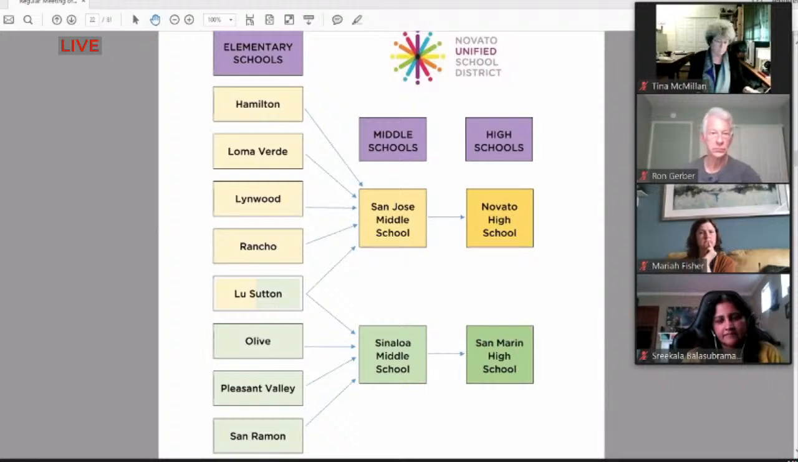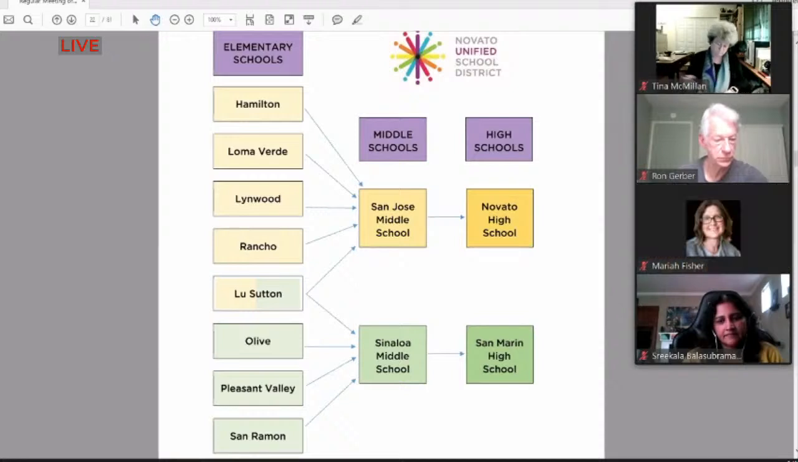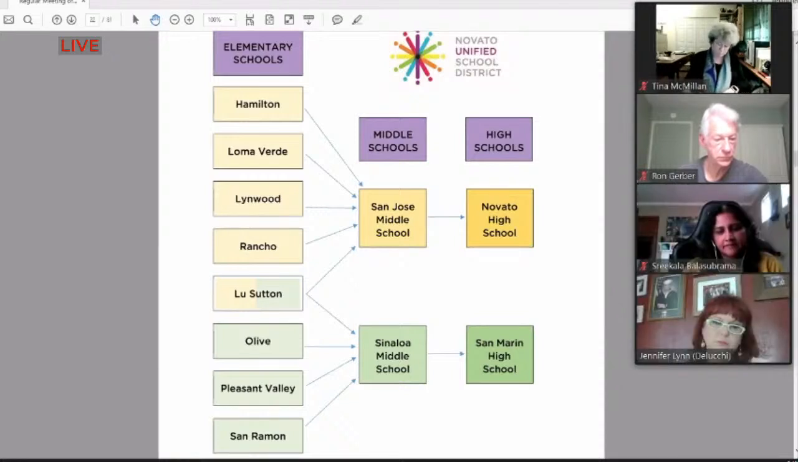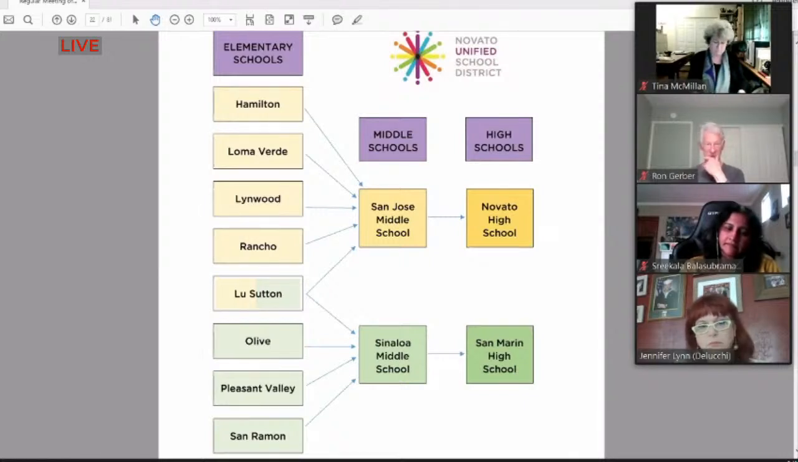The schools that are a little bit of outliers for us are, like I shared, the Hamilton K-8 program, so the 6th, 7th, and 8th graders that stay at Hamilton. And then we have an alternative education option for our high school students at Marin Oaks. And those students could come from any of our high schools, so Novato High or San Marin. But essentially, more or less, 4 of our elementary schools plus half of Lou Sutton's kids move on to San Jose Middle School. And 3 of our elementary schools plus about half of Lou Sutton's kids move on to Sinaloa Middle School.